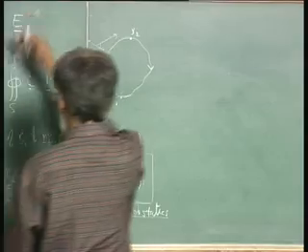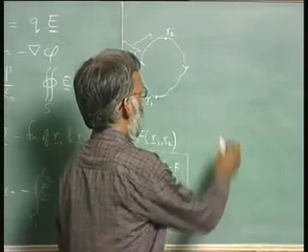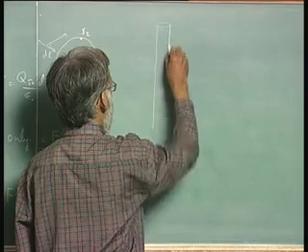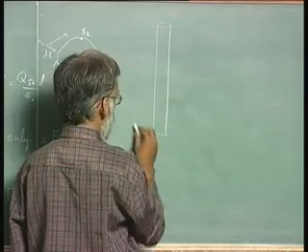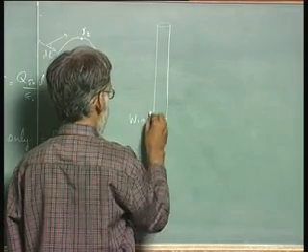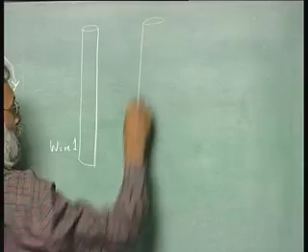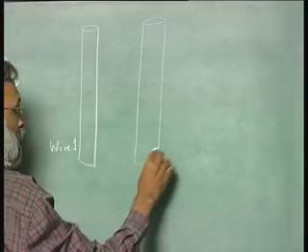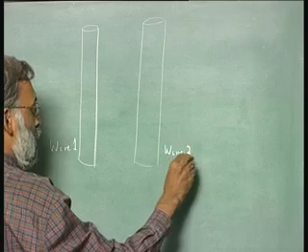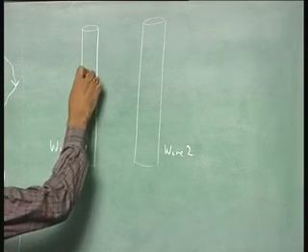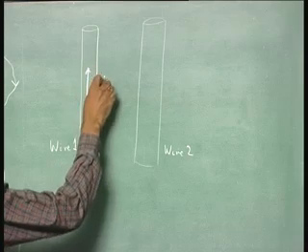Now we have all these equations, and I am going to take a thought problem. I have got a wire, I will call it wire 1, I have got another wire, this is wire 2, and in each of these wires I am going to drive a current I.